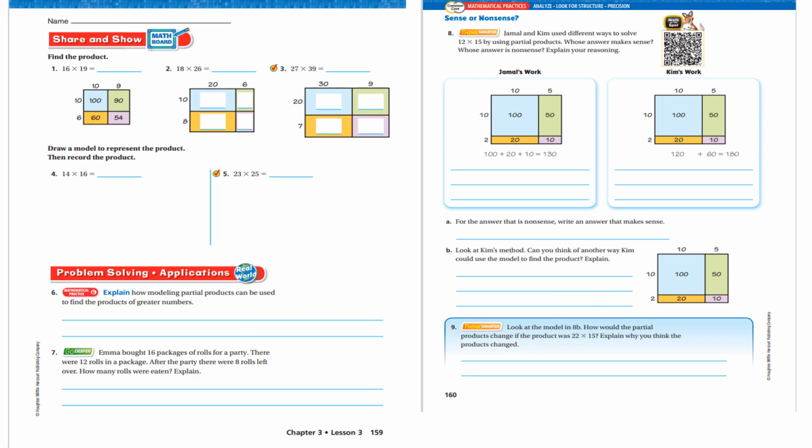Okay, boys and girls, now it is your turn to do pages 159 and 160, okay? Pause the video, do pages 159 and 160, and start it again, and we'll check your answers, okay?